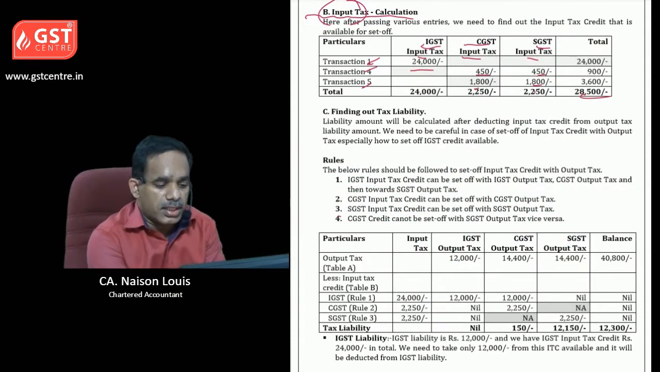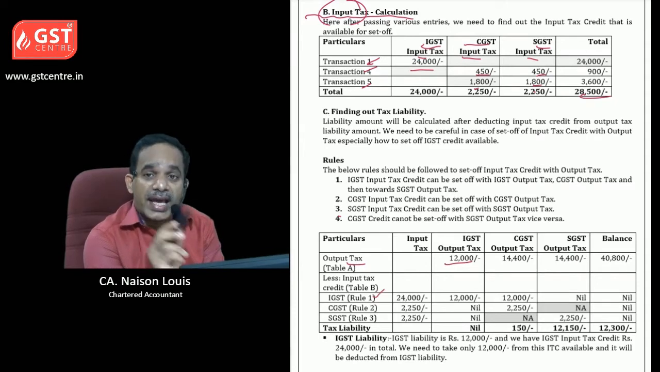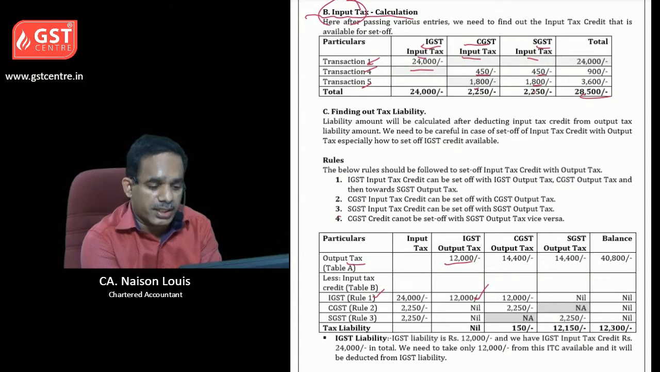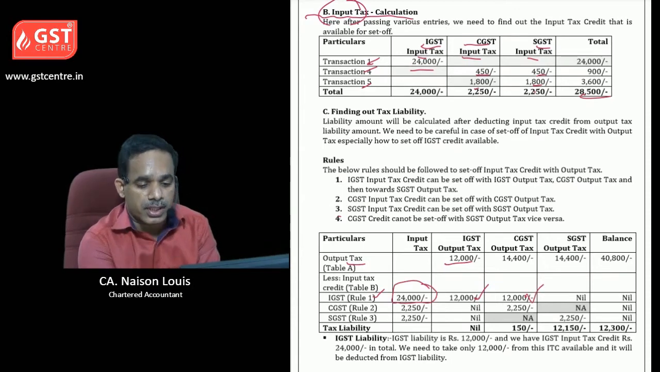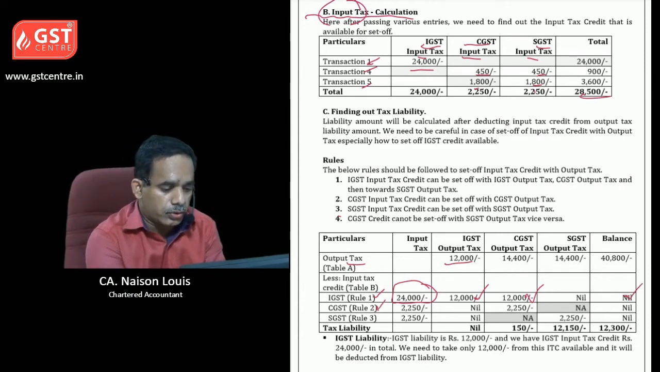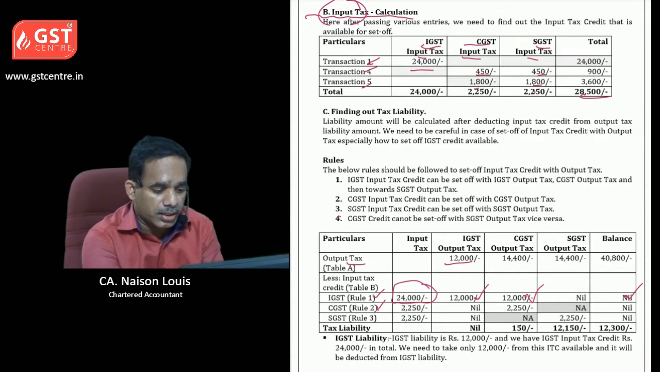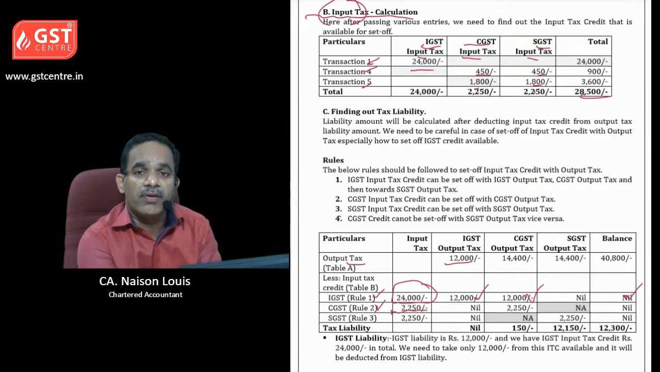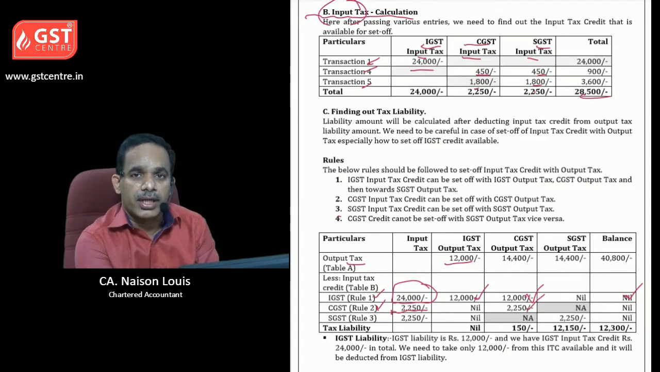Now see, here output tax is the 12,000. First we will take rule 1, IGST should be set off. So it is set off with the 12,000 here and 12,000 here, because total amount is 24,000 and we get balance as nil. Then let us take rule 2, that is CGST credit. The amount is 2250. We will set off with the CGST output tax. Okay, and balance is nil.